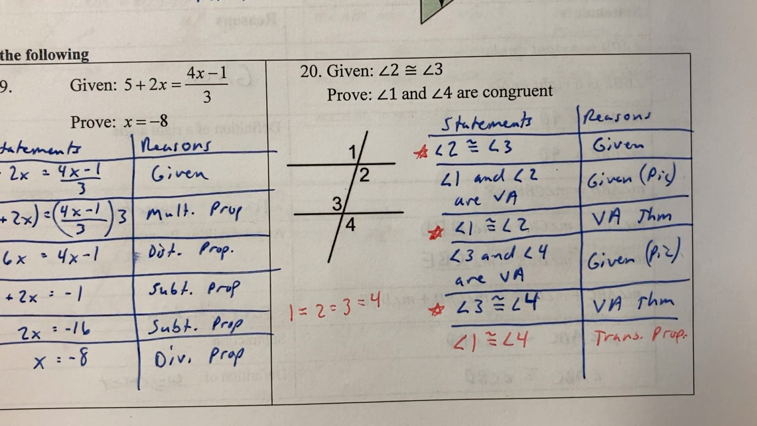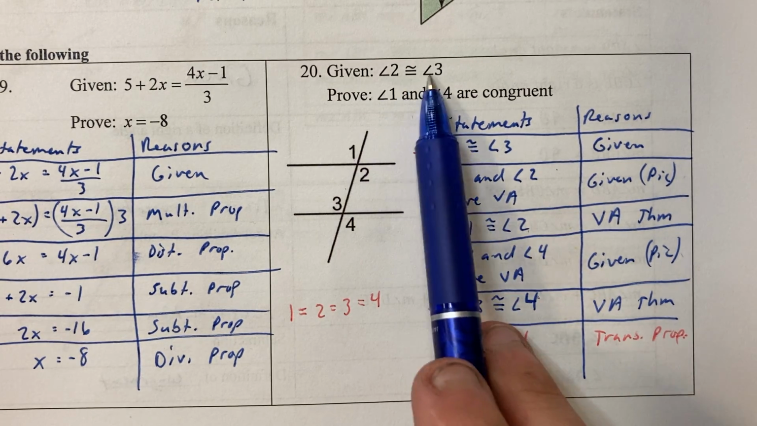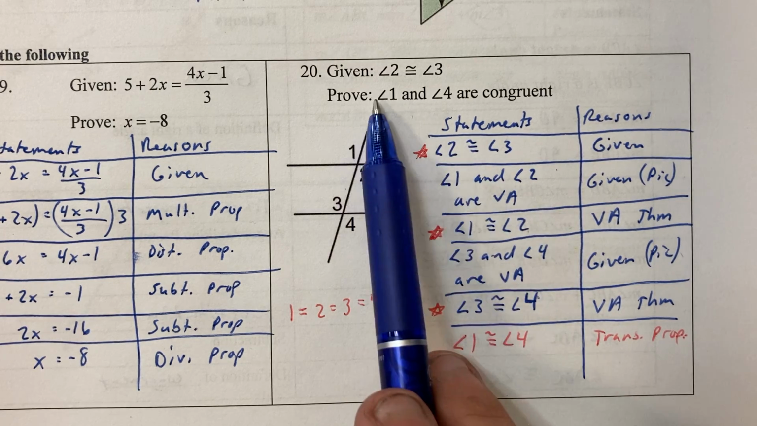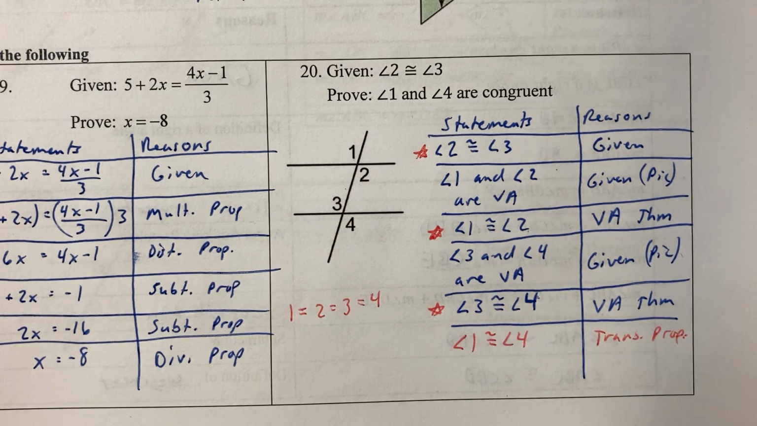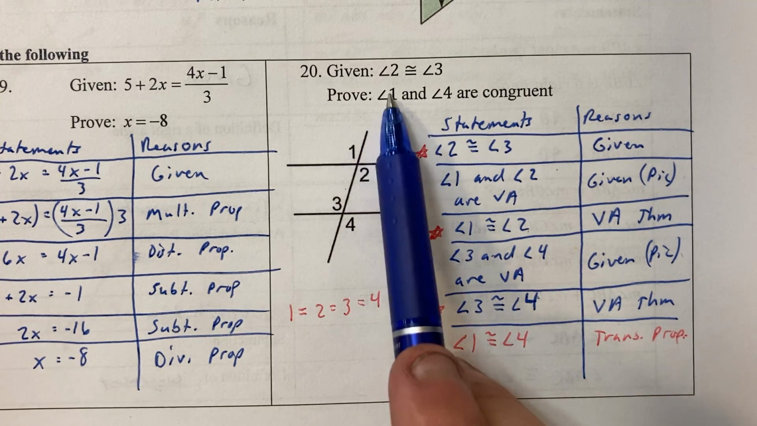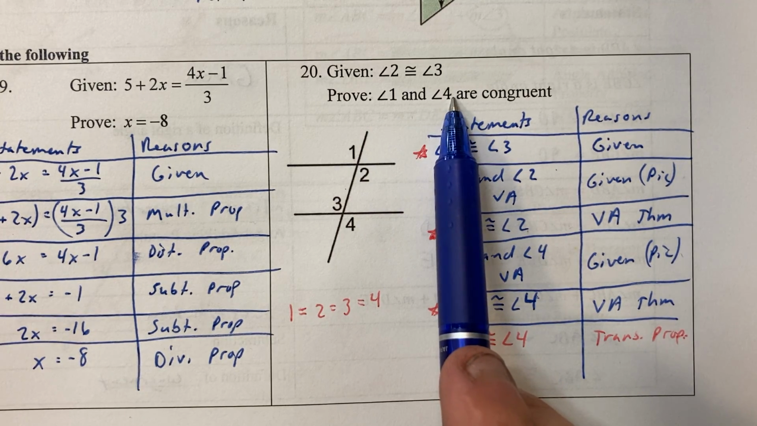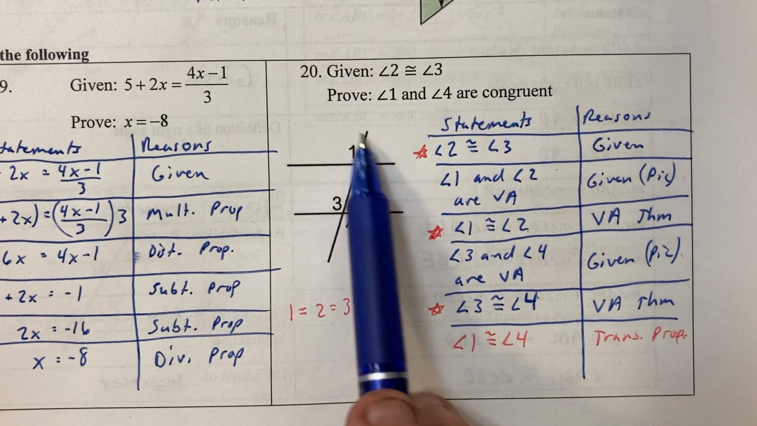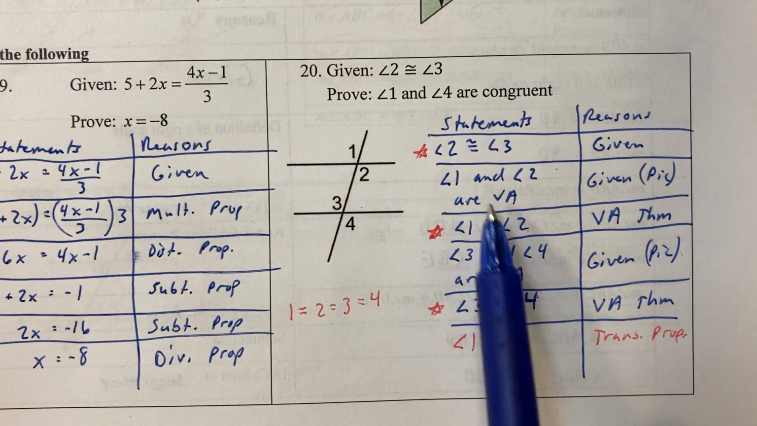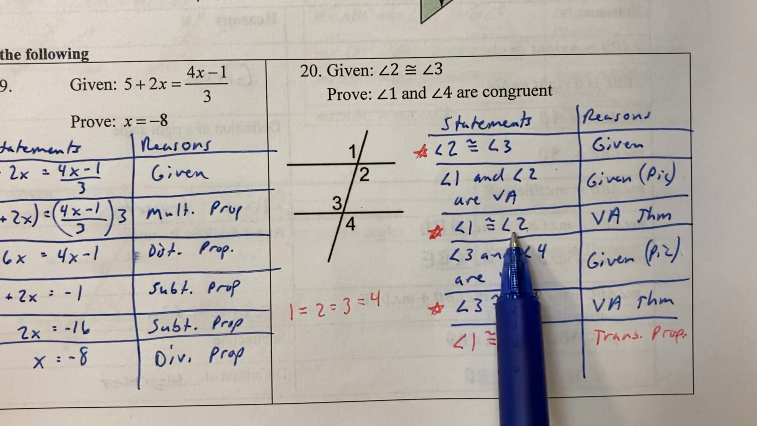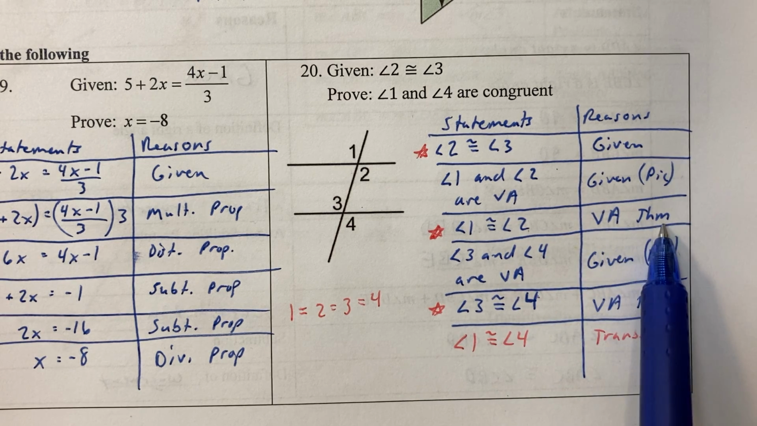This is a nice long transitive problem. We start with 2 is congruent to 3, and we're trying to prove that 1 and 4 are congruent. So we need to bring 1 into the proof, and we need to bring 4 into the proof. Now, if you look at the picture, 1 and 2 are vertical angles. So I'm going to put that in here. I'm going to state they're congruent by the vertical angle theorem.